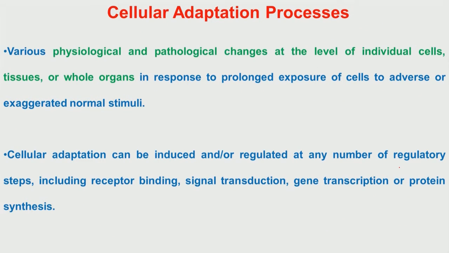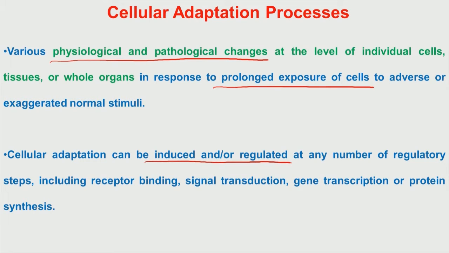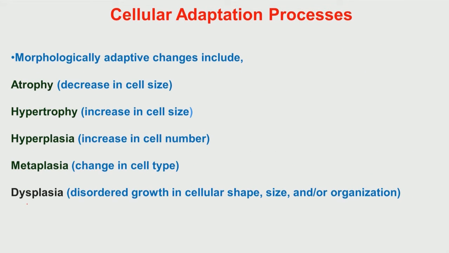So, that is the reason I have made the first statement in this slide: various physiological and pathological changes at the level of individual cells, tissues or whole organs, in response to prolonged exposure to adverse or exaggerated normal stimuli, are relevant to cellular adaptation, which can be induced or regulated at any number of regulatory steps including receptor binding, signal transduction, gene transcription and protein synthesis. I will make an attempt to explain each of these things in subsequent modules, but first let us discuss the different ways a cell can adapt itself.